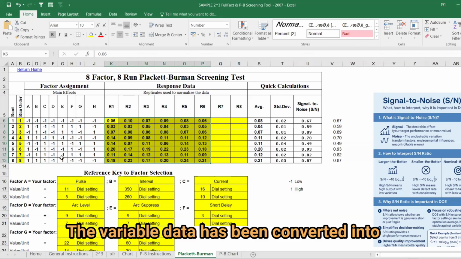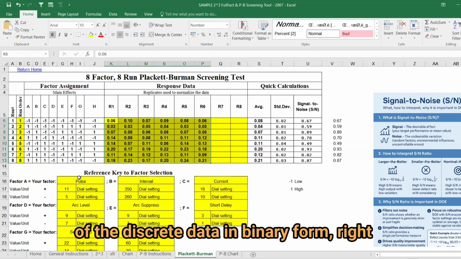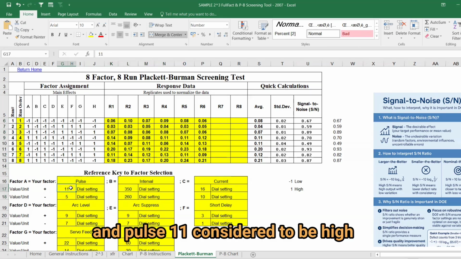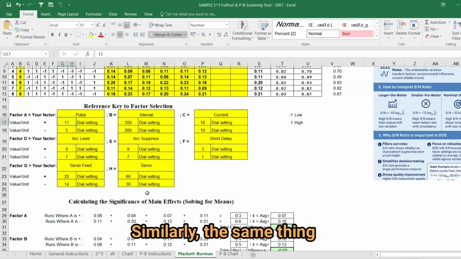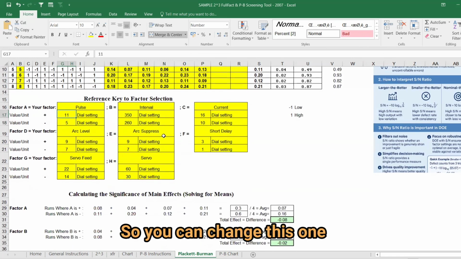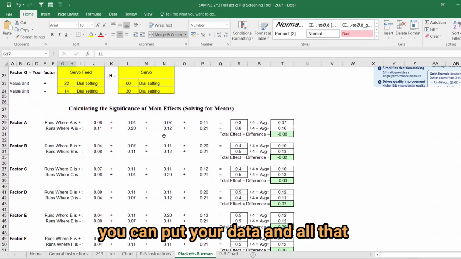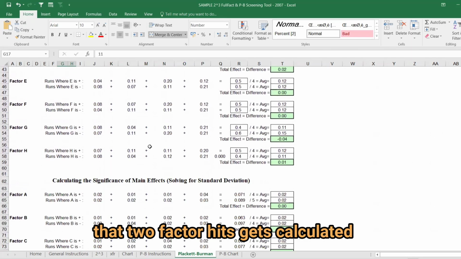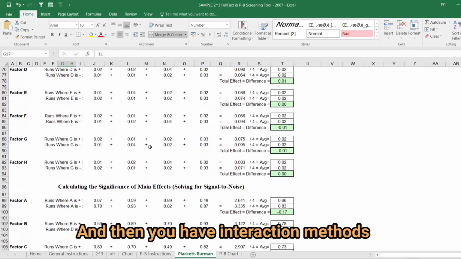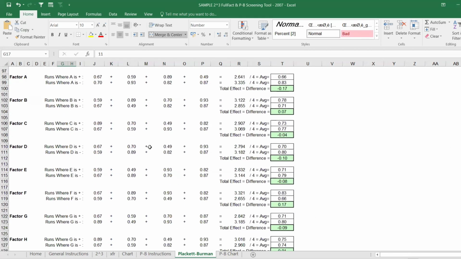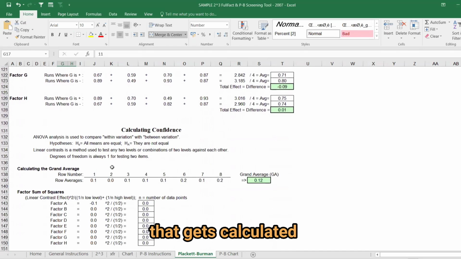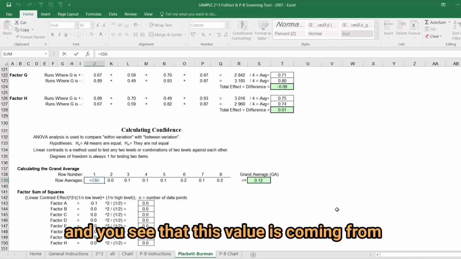The variable data has been converted into discrete data in binary form, right? So let's say -5 is considered low, and pulse 11 is considered high. Similarly, you can change this one. Wherever yellow is there, you can input your data. Then factor 1, factor 2, all the two-factor effects get calculated. And then the interaction matrix also gets calculated. Furthermore, the confounded effects also get calculated.